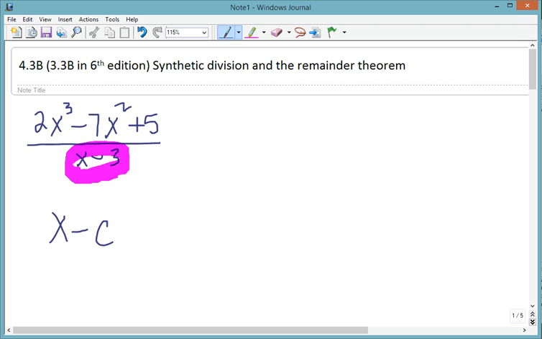The thing to watch out for is it has to be first degree. It's only to the first degree. We can't do any x squareds or anything in synthetic division. And there's no number out here in front. It's all just a 1. If that's what we're dividing by, then we can do synthetic division.